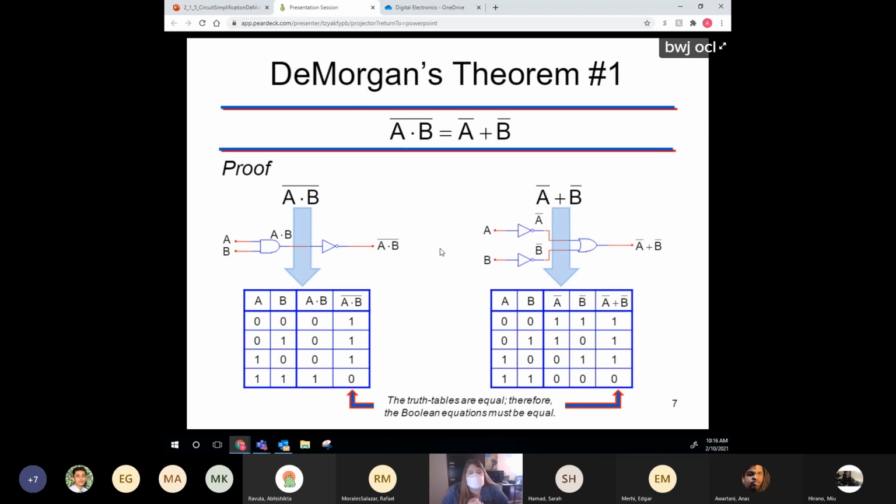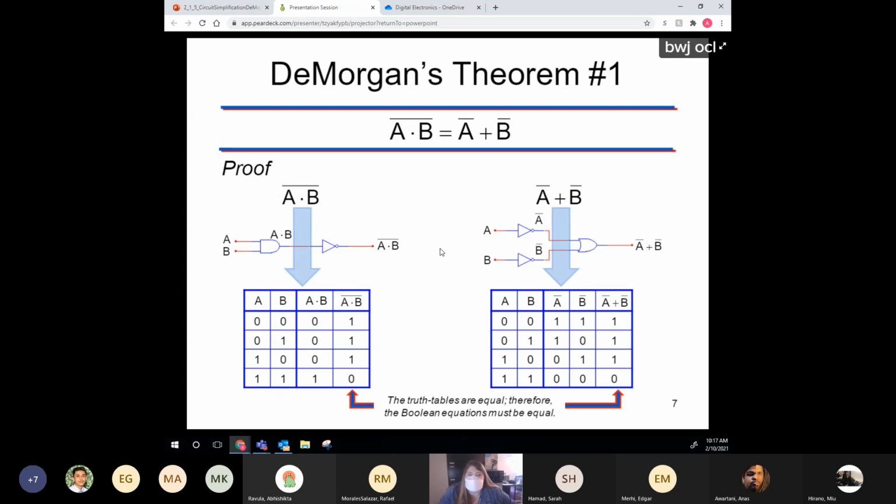Basically, all DeMorgan realized was this: if you look on the left-hand side, not the product AB is when you take A and B and multiply them together first with an AND gate, and then you invert that product. You get not A times B. He looked at the truth table for that, and we found that the truth table goes 1, 1, 1, 0.